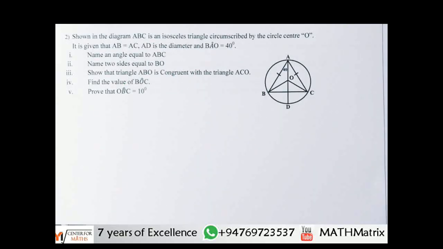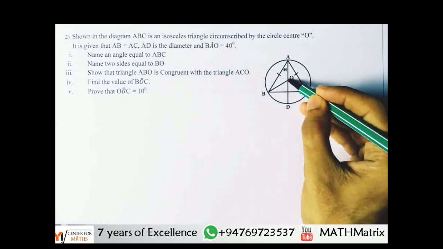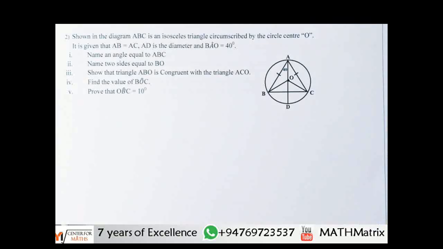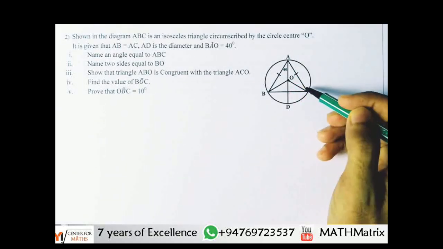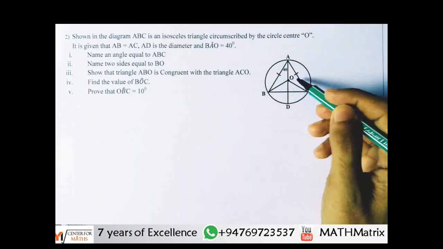So, right guys, moving to the second question now. Question number 2. Shown in the diagram, ABC is an isosceles triangle circumscribed by the circle with center O. They have mentioned that the center of this circle is O, and it is given that AB equals AC. That means two sides are the same, so it's an isosceles triangle.